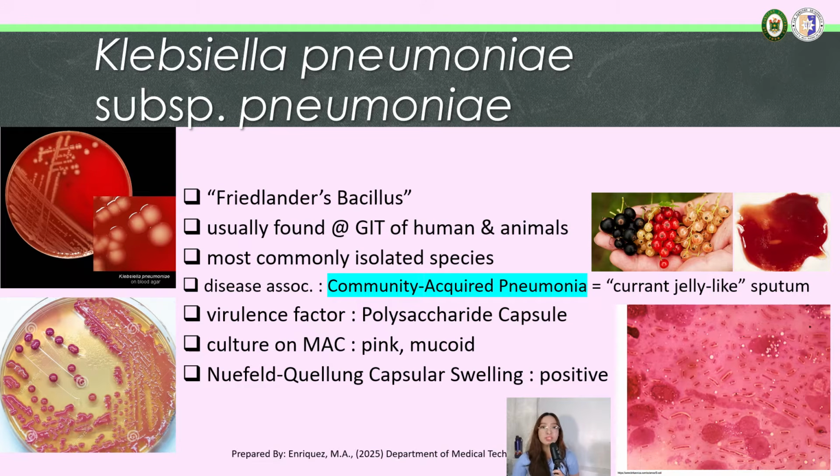Klebsiella pneumoniae subspecies pneumoniae is the causative agent of community-acquired pneumonia, which is characterized by expectorating currant jelly-like sputum. Currants are a type of small berries, as we can see right here in this photo. These are currants. Sinasabi po nila na yung sputum daw po nung patient ay kahawig nung jelly or jam that is made out of these berries, which is quite a unique description.